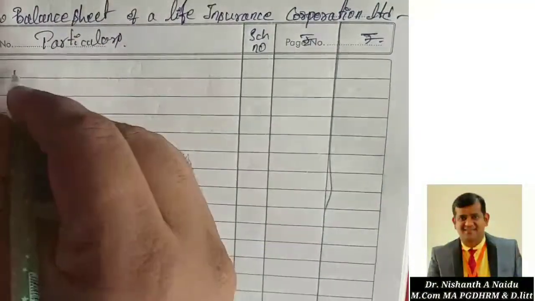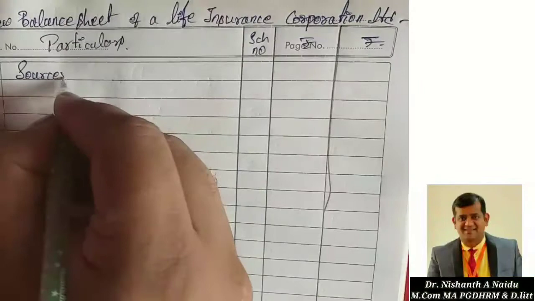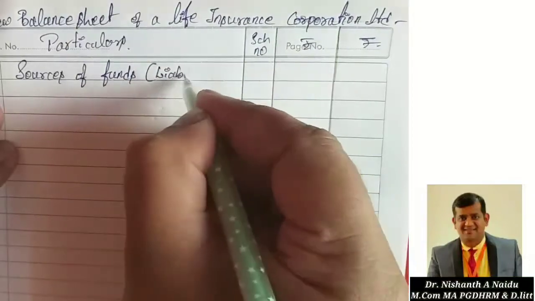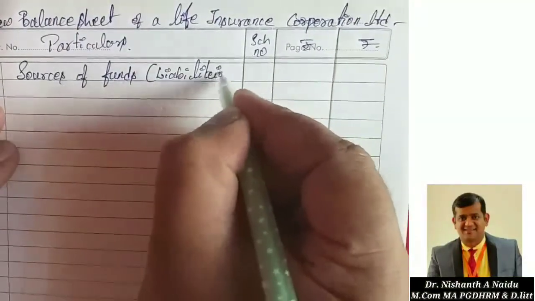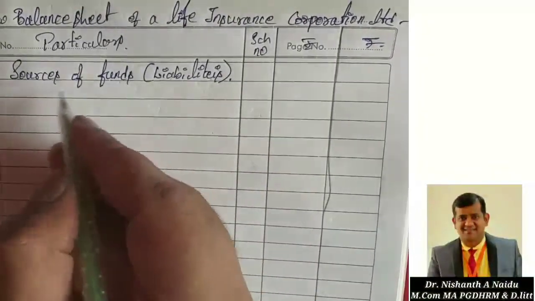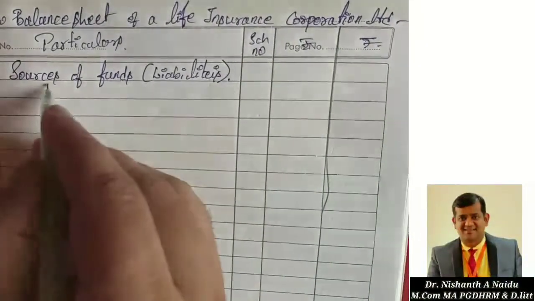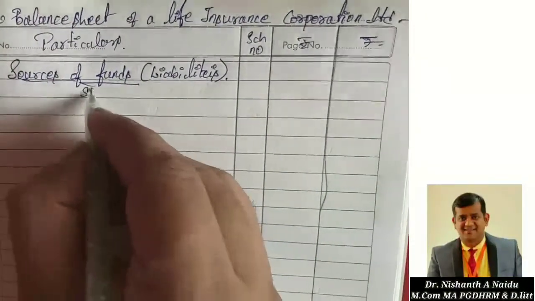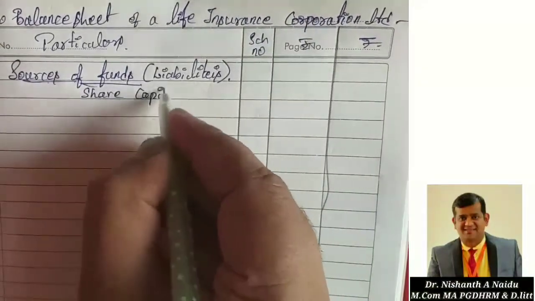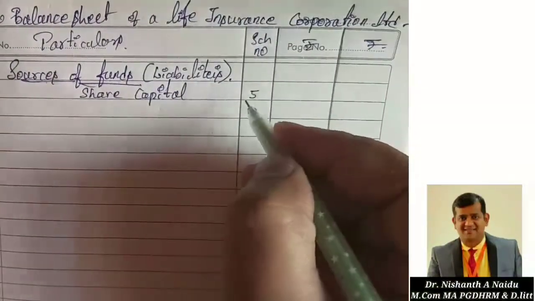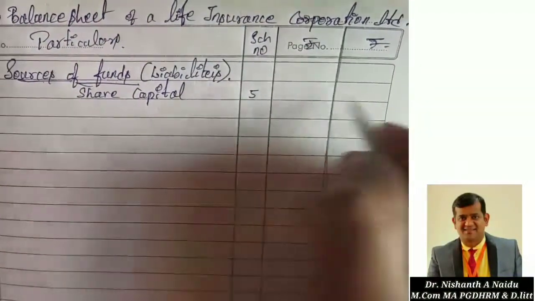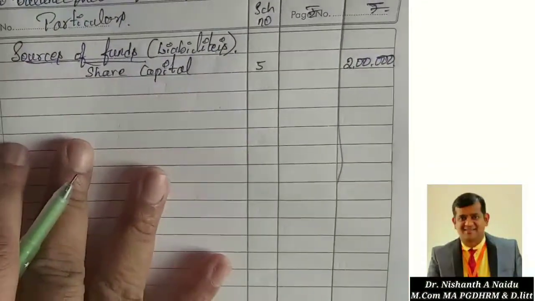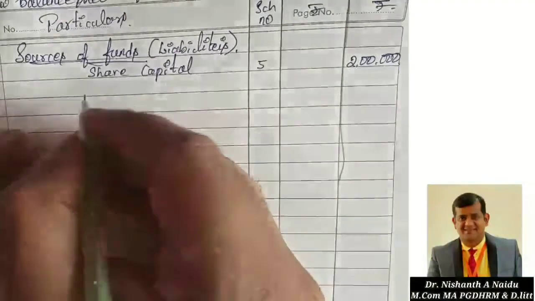So first what we have to do? Sources of funds. This is nothing but liabilities. Correct? So under this we always have schedule number 5. Which item? Share capital, schedule number 5. So how much? First item, 2 lakh rupees. Directly I have taken it to the outer column because there will be no adjustment usually for share capital.